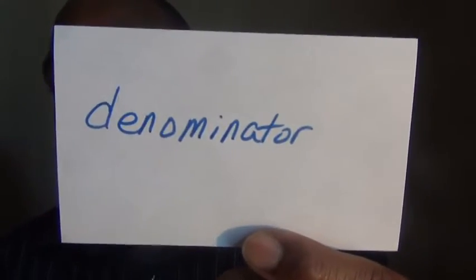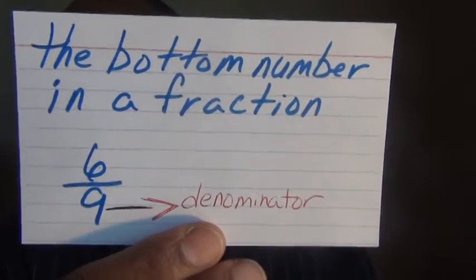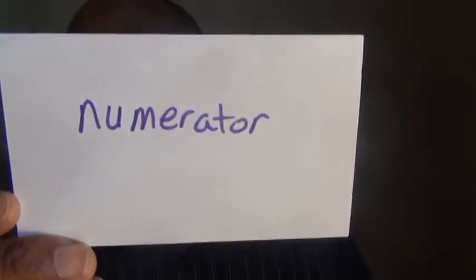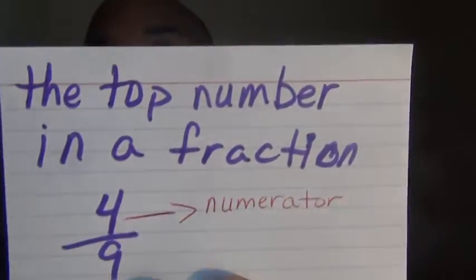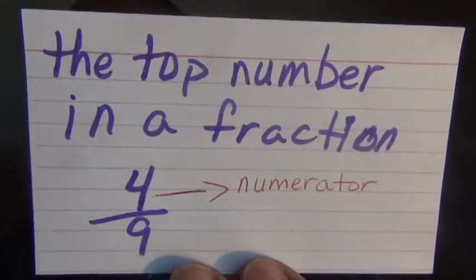The denominator is the bottom number in a fraction. So in this fraction, 6/9, the denominator is 9. The numerator is the top number in a fraction. So in this fraction, 4/9, the numerator is 4.